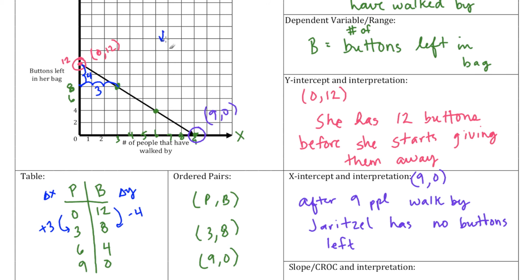And then write down 4, right 3, change in B over change in P, and then a negative over a positive is -4 over 3. You could also do it like that. It just depends which method you want to use. If you do the graph method, I would just check the table to make sure. So -4 over 3, -4 over +3, yeah.